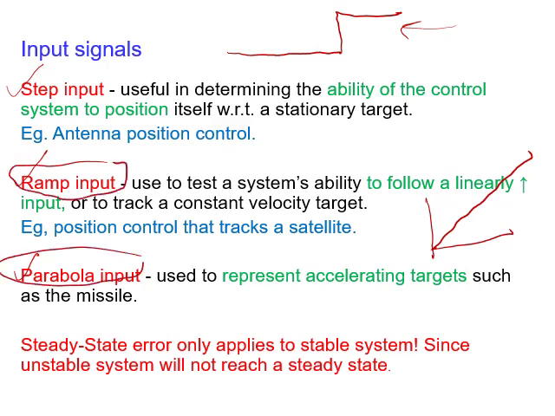The parabolic input is used to represent an acceleration target. So it's as simple as this. Whenever we have some target with acceleration, we are going to put the input as parabolic. So when the output is accelerating, the input is supposed to be a parabolic input.